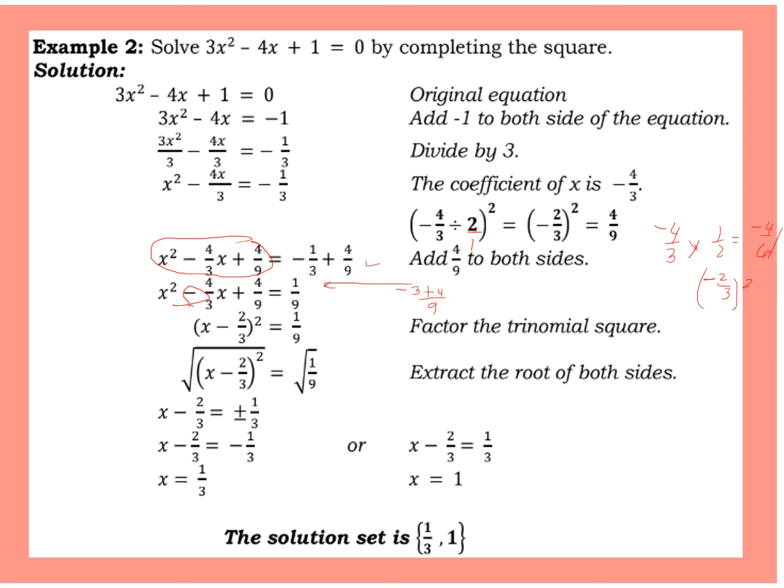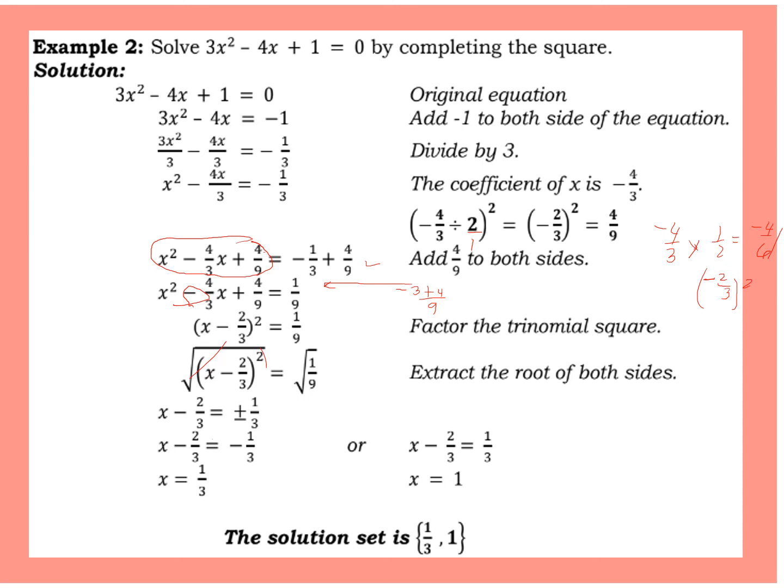We need to extract the square root of both sides. So, makakancel ito. x - 2/3 now is equal to positive or negative square root of 1, that is 1, over square root of 9, that is 3. And then, magsisimplify tayo. So, magiging x - 2/3 is equal to negative 1/3. Yung isa naman is x - 2/3 is equal to 1/3.